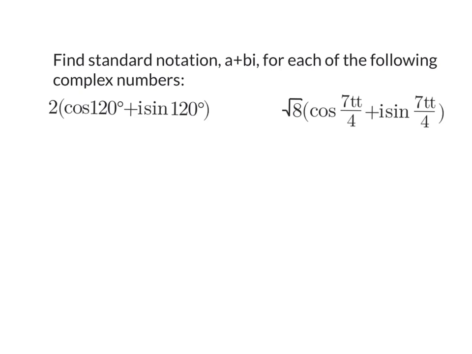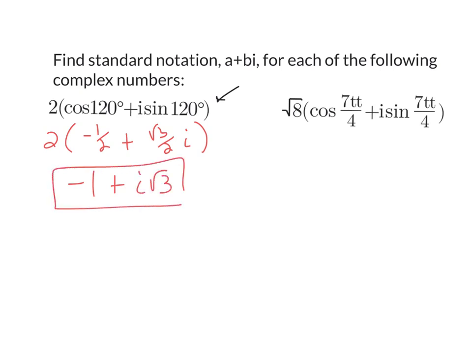They're giving us the trig form. They want us to go back to regular notation. So what I'm going to do here is work out what I know. Cosine 120, that's really like 2 pi over 3, which would be negative 1/2. Sine 120 would be square root of 3 over 2 with the i. Don't forget the i. Now I'm going to distribute the 2. When I distribute the 2, it cancels with the denominators, so you get negative 1, and you get i square root of 3. And that's all you do.